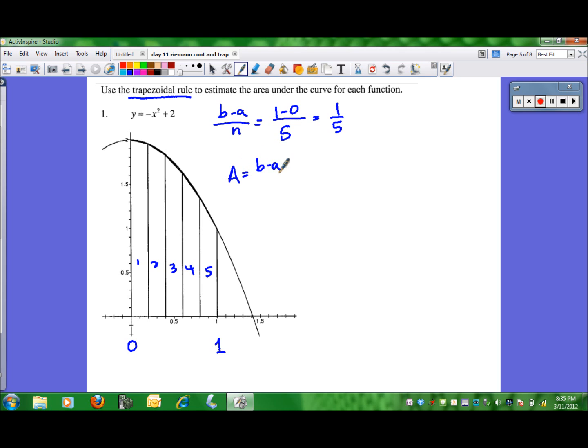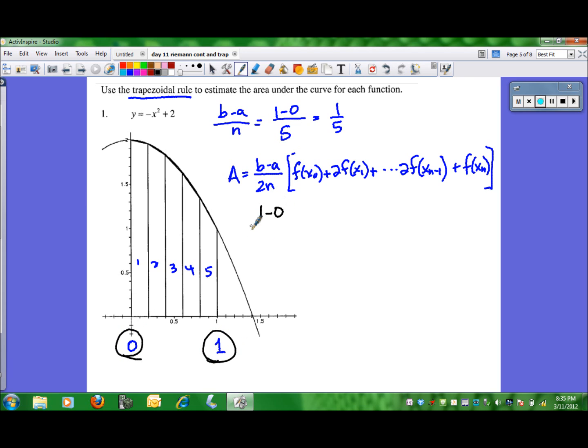(b minus a) over 2n, times f of x sub 0 plus 2 times f of x sub 1 plus ... 2 times f of x sub n minus 1, plus f of x sub n. And now we're going to actually plug in these values. We know that b is 1 because it's right here, minus 0 right there, over 2 times 5 because that's how many trapezoids we have.